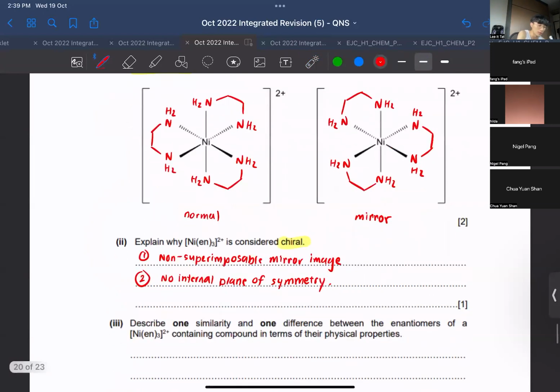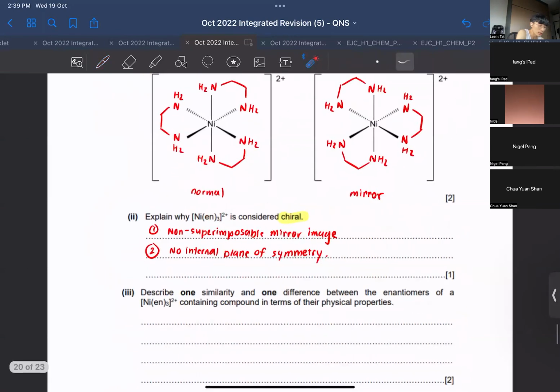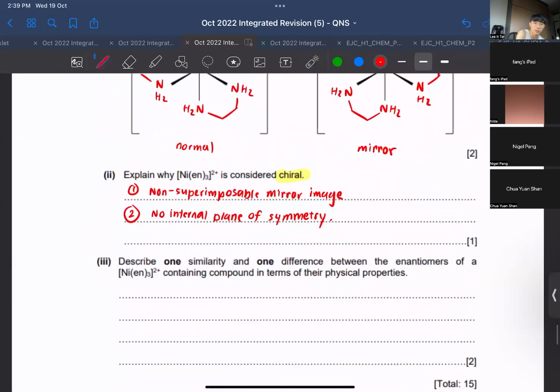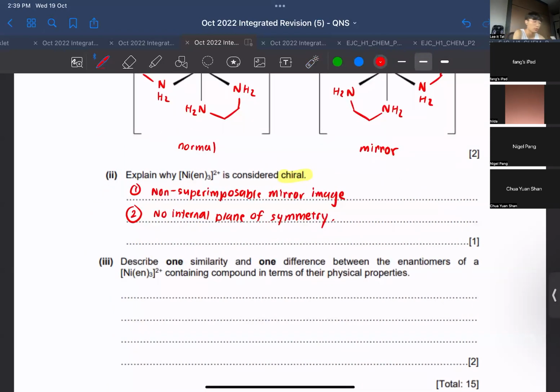Okay, so you can mention, in fact, I think if you mention any one of these, you can get the mark already. But next time just answer the question based on your own knowledge. All right. And part 3 you actually must know, because we talked about properties of enantiomers quite recently also, and they want physical properties.